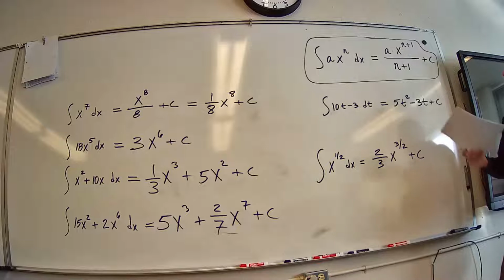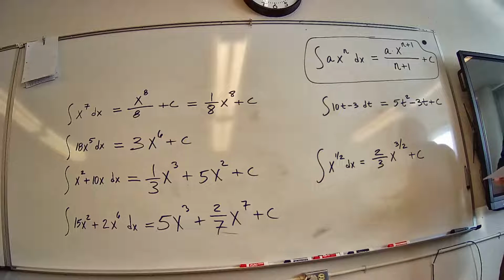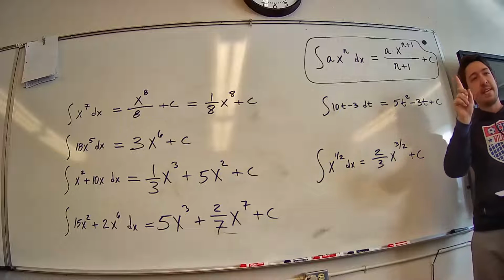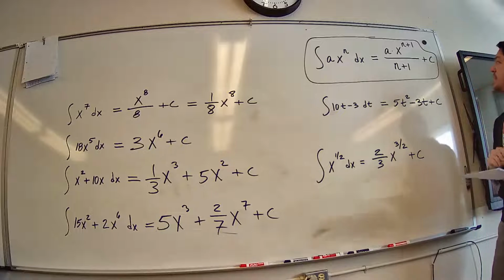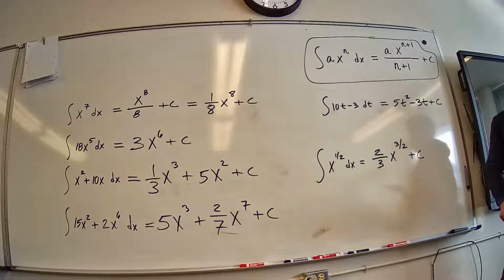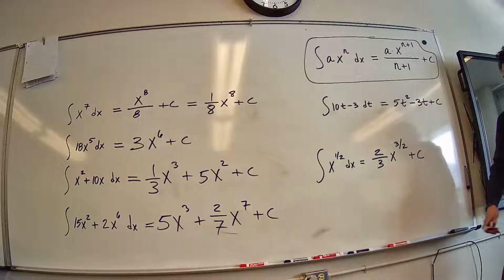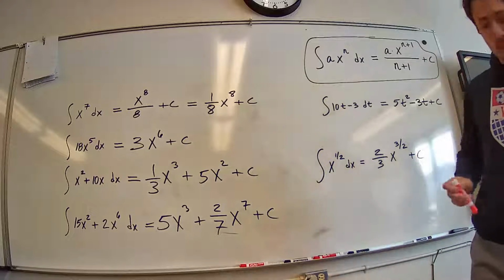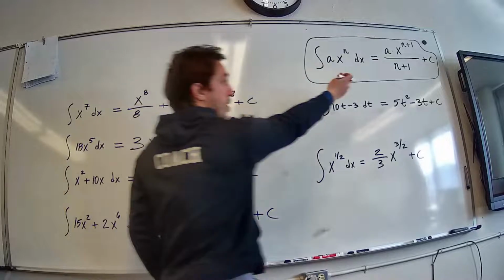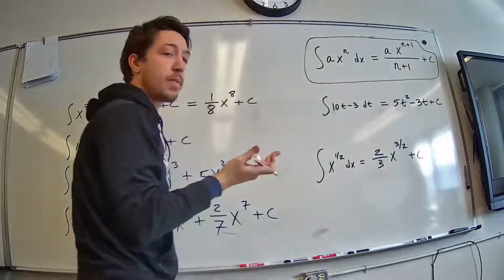So there's only one scenario where this wouldn't work. Can anyone? There's one value of n that it doesn't work for. -1. Very good. Yeah, we all see why -1 is not going to work, because you can't divide by 0, right?